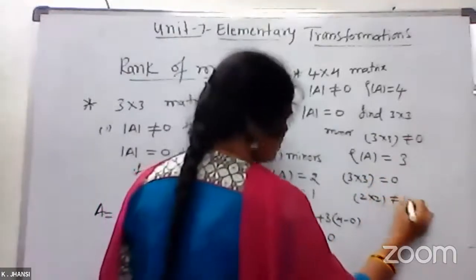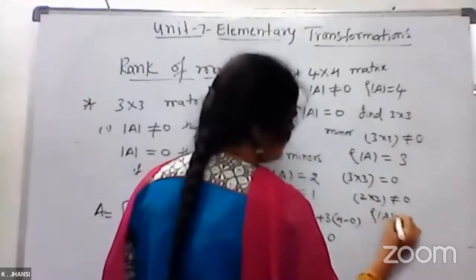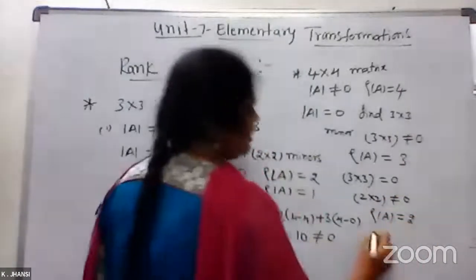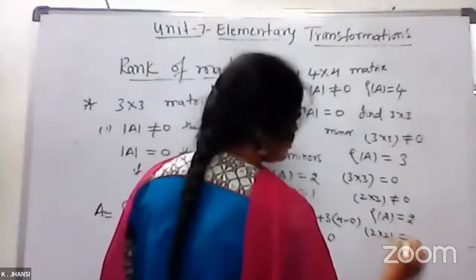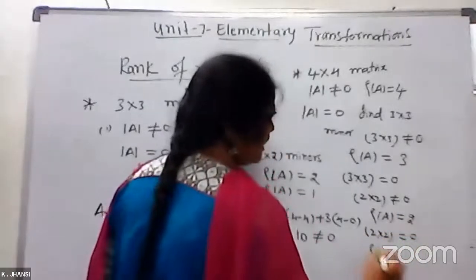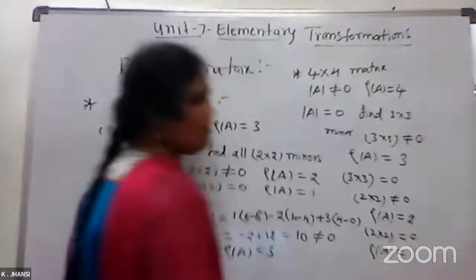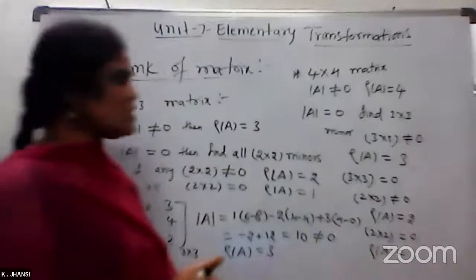If the 2 by 2 minor is not equal to 0, then the rank of A will be 2. If the 2 by 2 minor is equal to 0, then you will get the rank of A equal to 1. So this is how the process works.